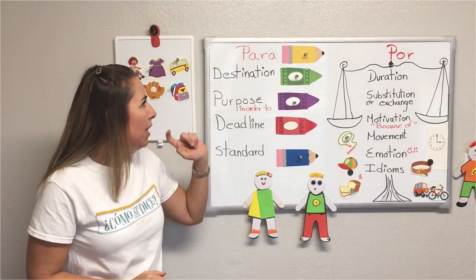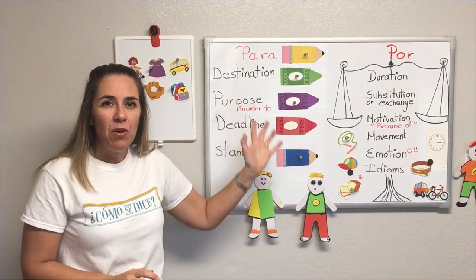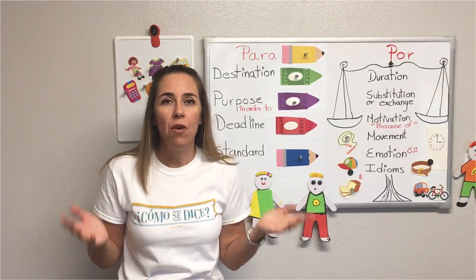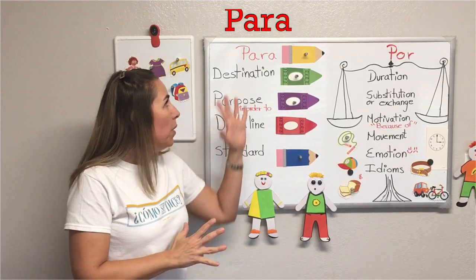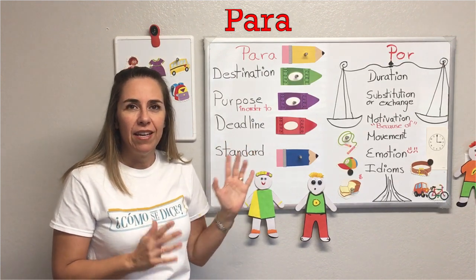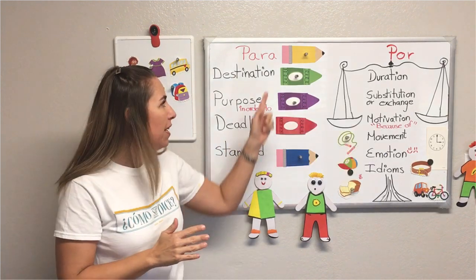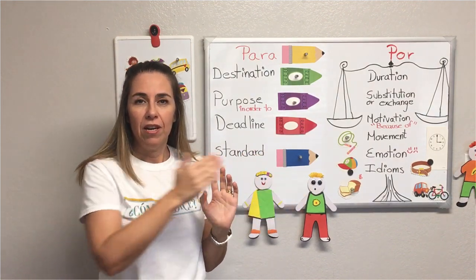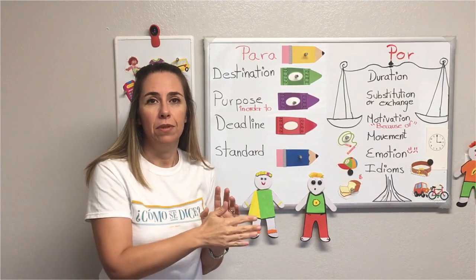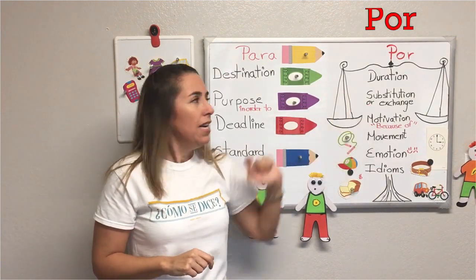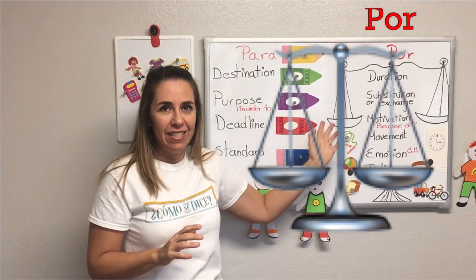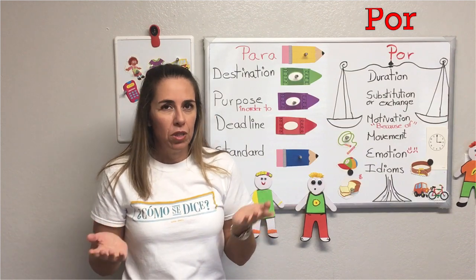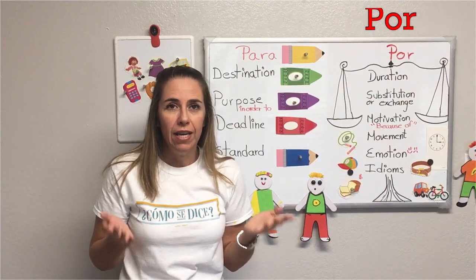Okay. Let's start. Before I give you all the categories that we can have for each preposition, I want you to imagine this. With para, I want you to think of an arrow, like the ones that I have here, that goes to a specific place or has a specific purpose. Okay, and por, I want you to think of a balance scale, like the one that I have here, that equalizes both sides of the preposition por in a sentence.